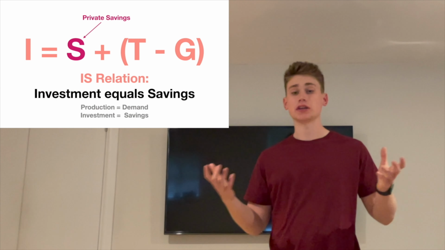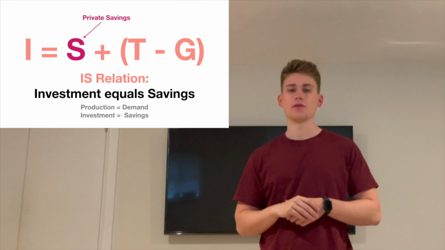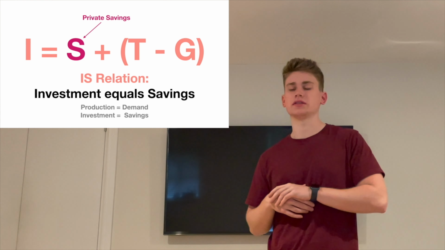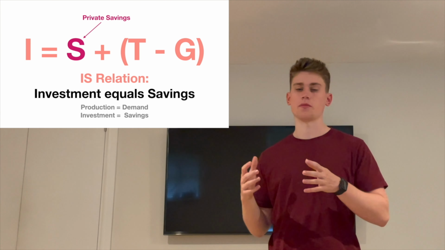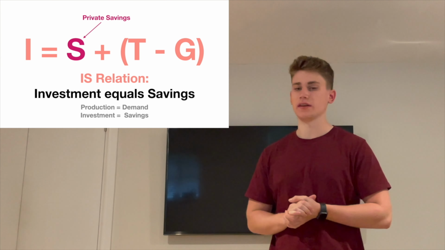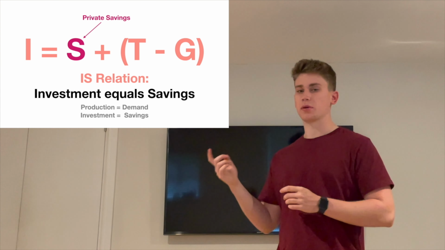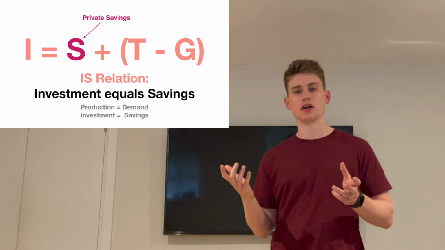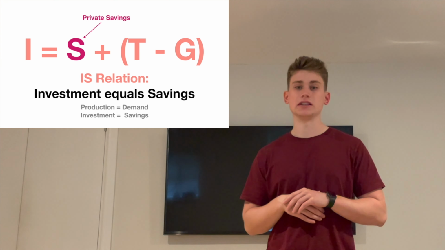Finishing us off, we're looking at the IS relation, which just means that investment equals savings, or production equals demand. We have I is equal to our private savings, S, plus T minus G, which we just learned was our public savings. And that is your IS relation.